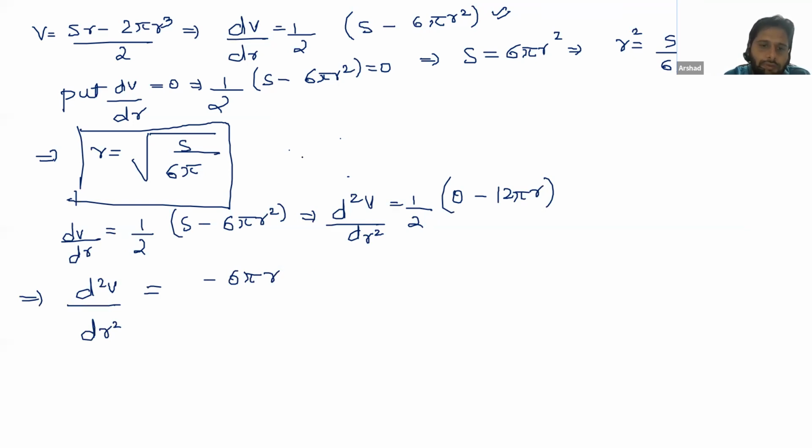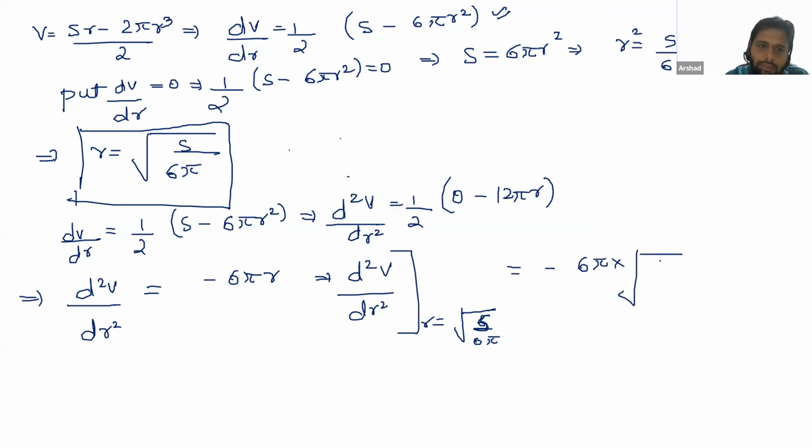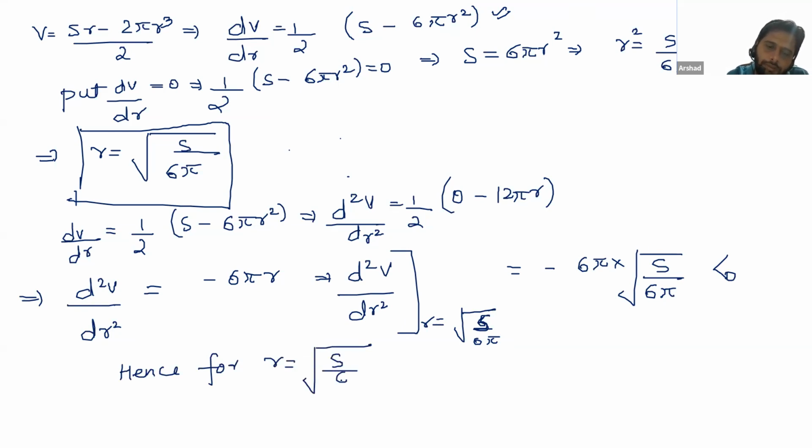Now, what is r? R is this value. So put this value. d square V by dr square at r equal to square root of S by 6 pi is equal to minus 6 into pi into radius. What is radius here? Radius is square root of S by 6 pi. Okay, no need for further calculation. We know that this is less than 0. Hence, for r equal to square root of S by 6 pi, volume V is maximum.